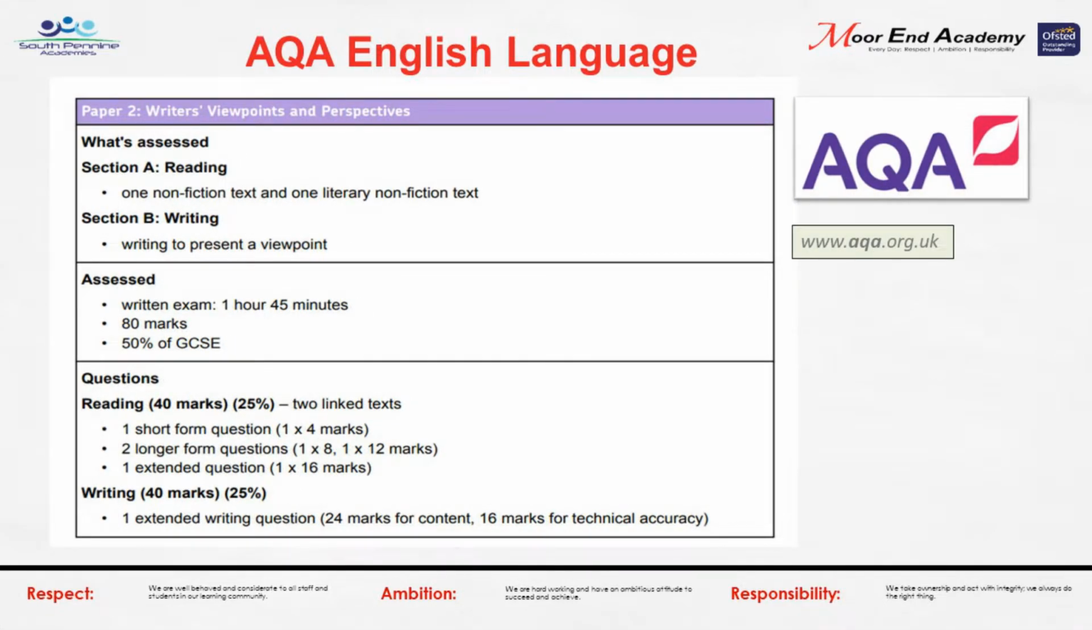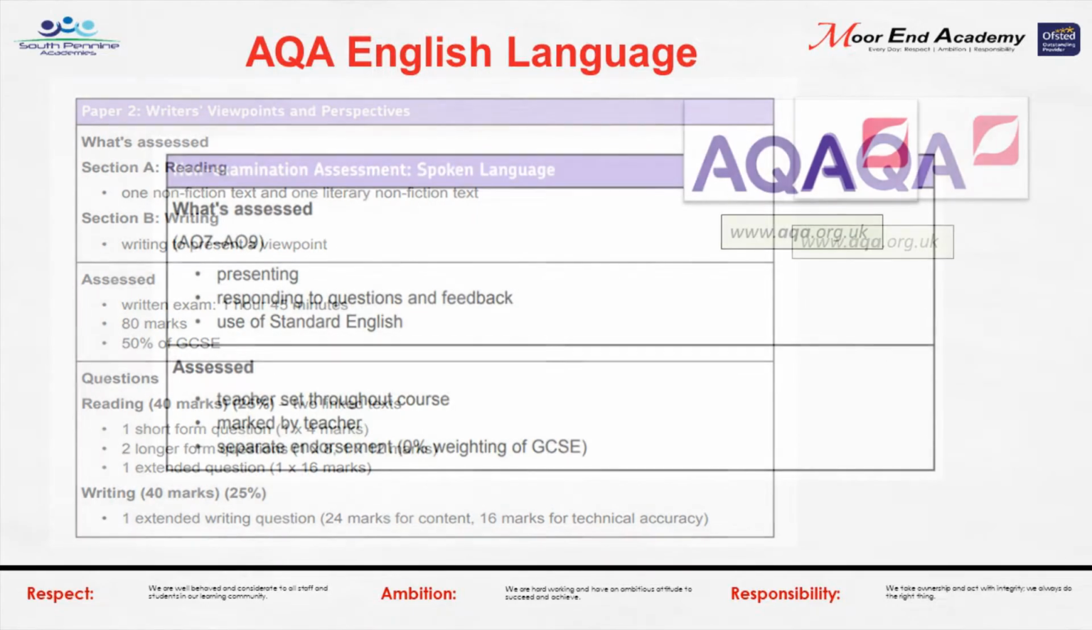On the screen you'll now see an overview of Language Paper 2. And this is really similar to Language Paper 1, however this time, rather than focusing upon creative reading and writing and fiction, this focuses upon non-fiction and transactional writing. However, the papers do link really closely and skills used for Paper 1 are also used for Paper 2.